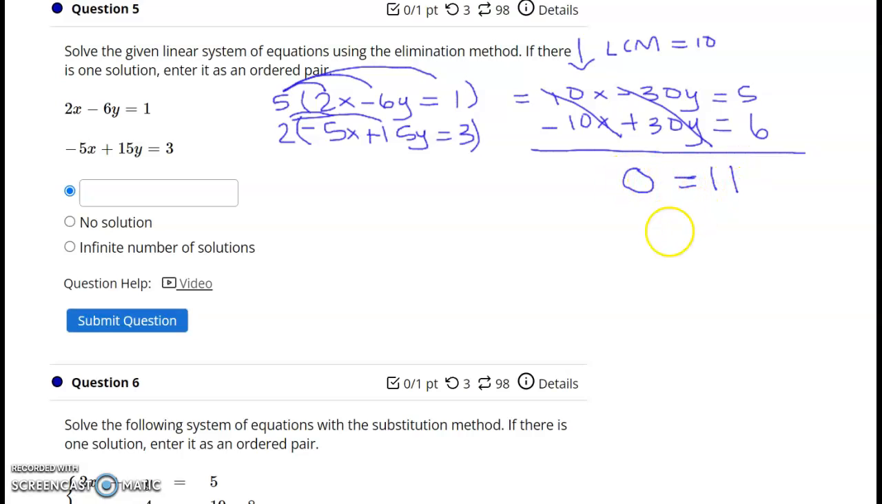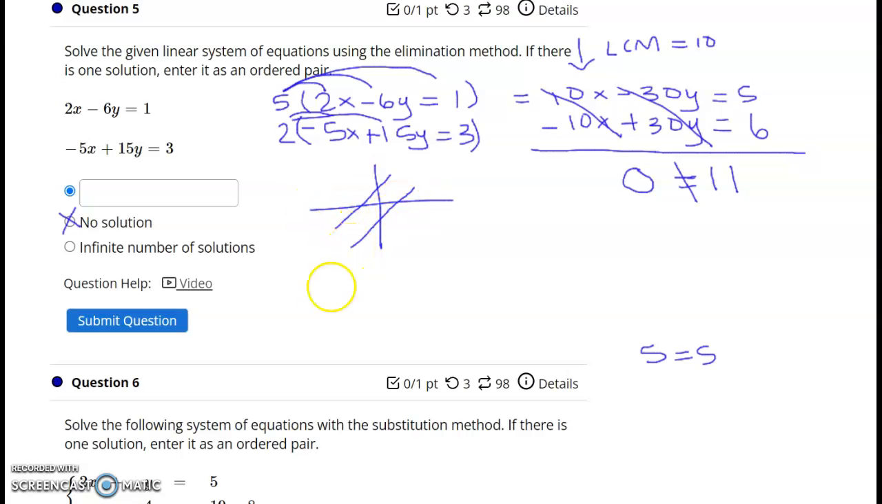Now, does 0 equal 11? Well, no, it does not. So since they're not equal, this would be no solution. Okay, so let's say it came out, so totally different equation, it came out to be 5 equals 5. What would that be? Well, that would be infinite solutions, because they're going to have an infinite number of ordered pairs. So basically, if we graphed these two lines, we would get something like this.